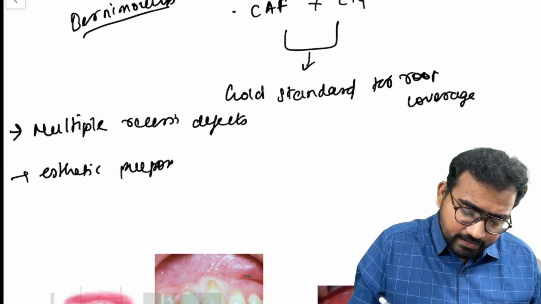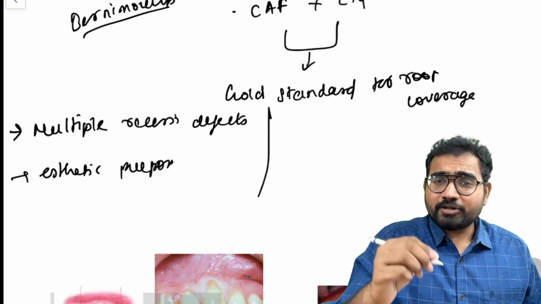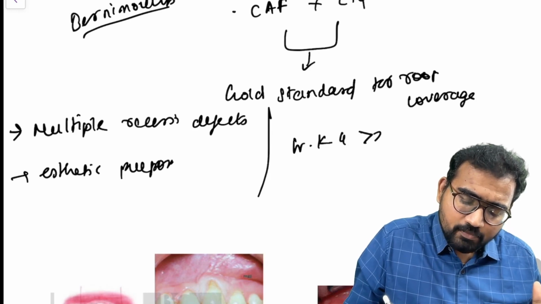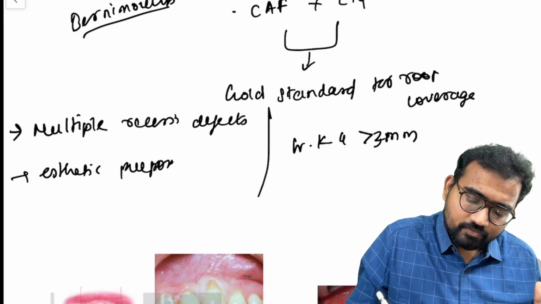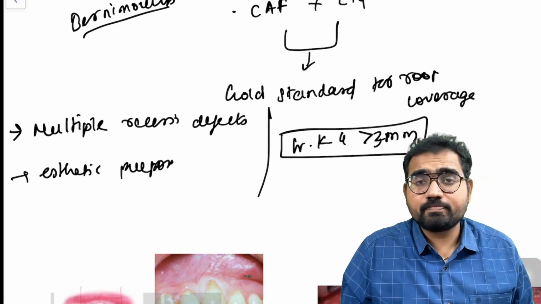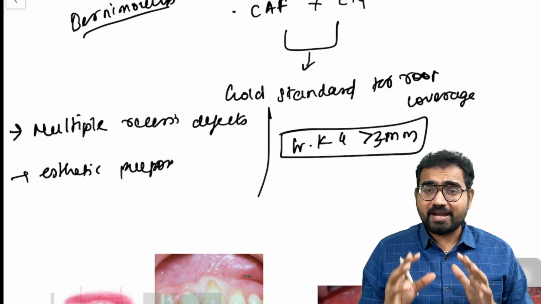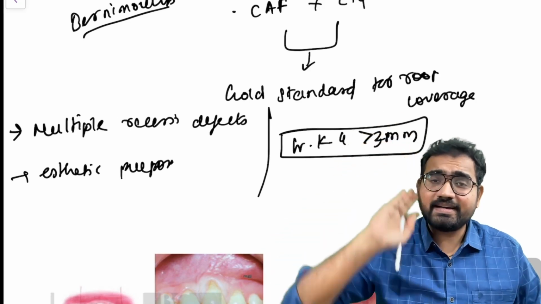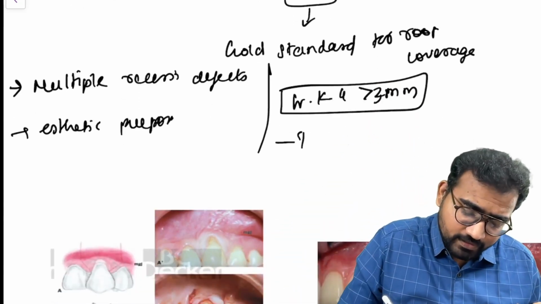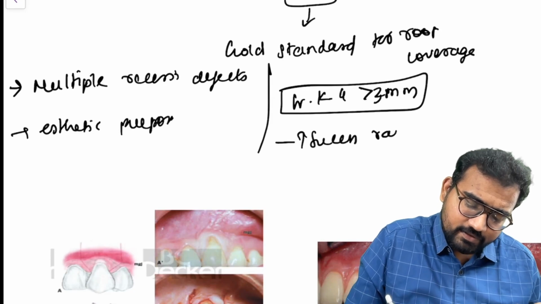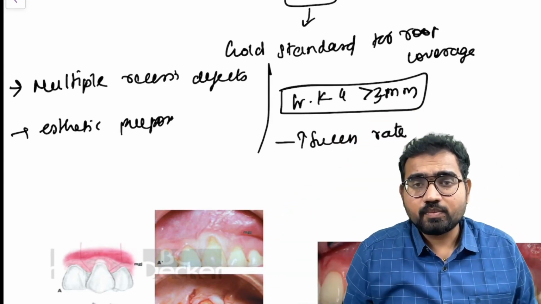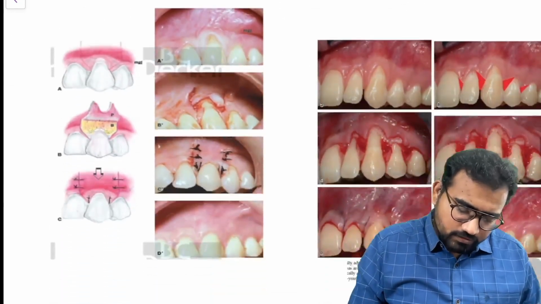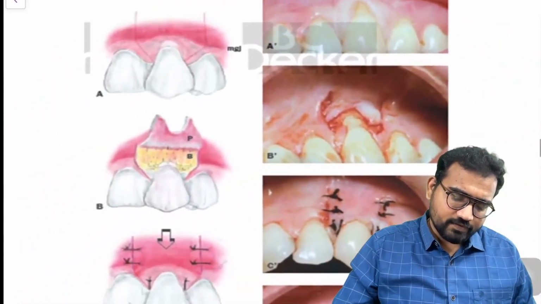Okay, and the important requirement for this is the width of keratinized gingiva should be more than 3 mm. That is one of the main requirements of a coronally advanced flap, and it is technically easy, and it has a high success rate. It has an increased success rate compared to laterally positioned flap, which has a decreased success rate.